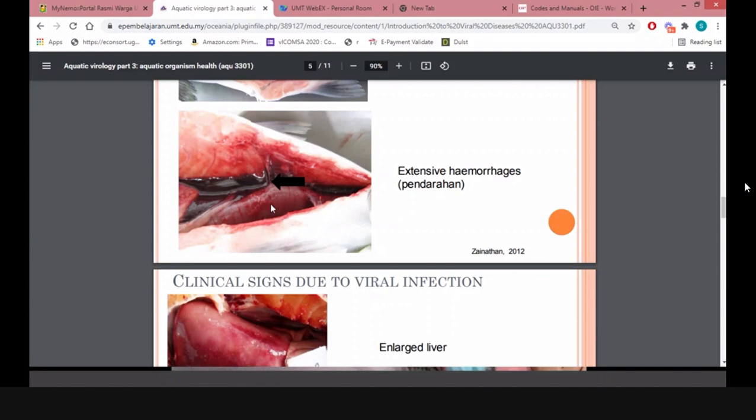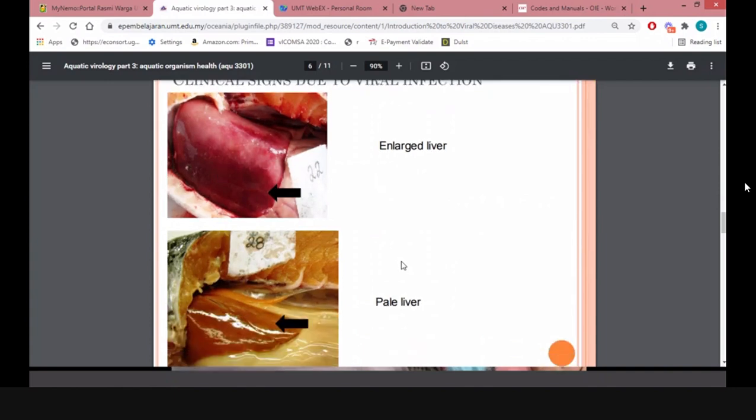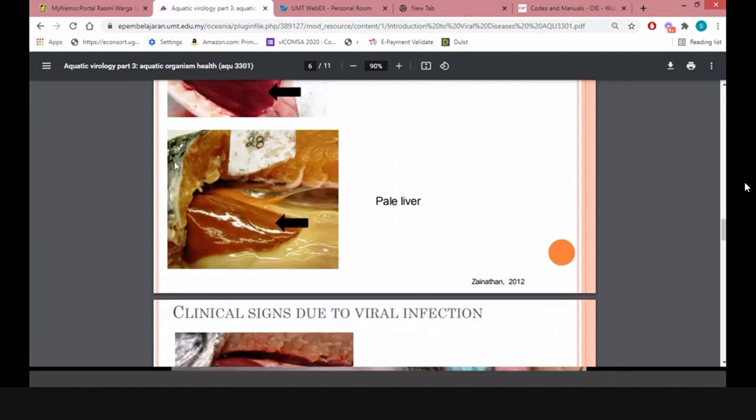Sebab kita kena pastikan pendarahan ini adalah yang disebabkan oleh patogen ataupun disebabkan oleh penyakit ikan dan bukannya sebab kita salah dissect ikan tersebut. Okay, so we also look at the difference in the size of the organ and also the color of the organ. So this is known as enlargement of liver. Kalau organ tu lebih besar ataupun lebih kecil daripada saiz yang sepatutnya, dan juga due to the color changes.